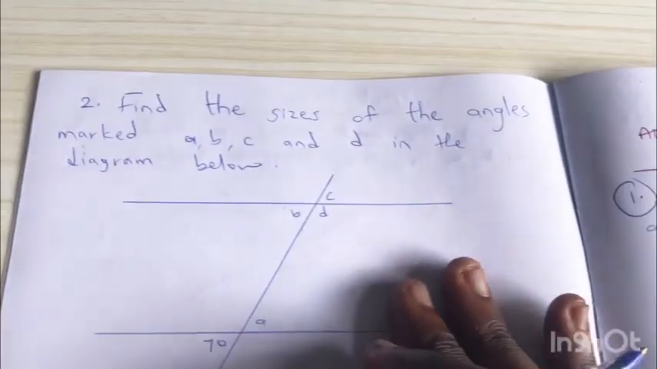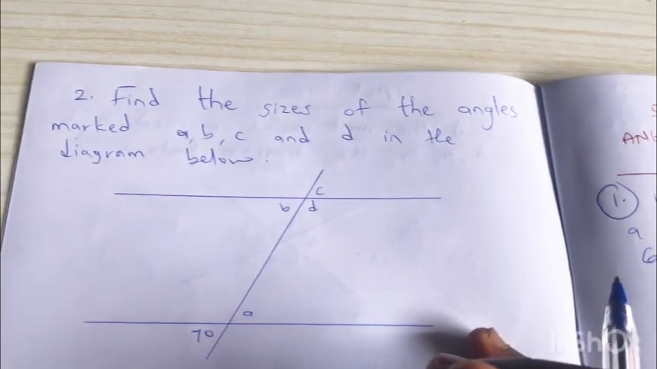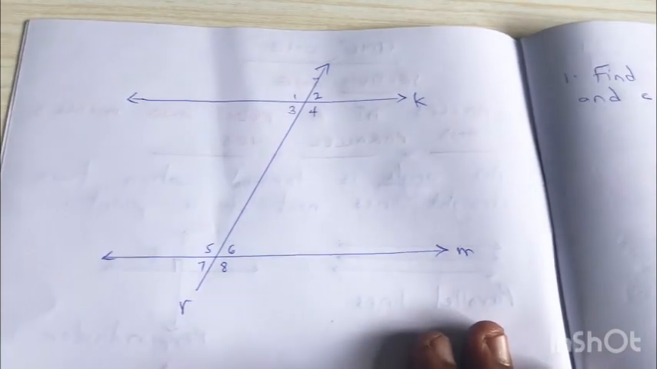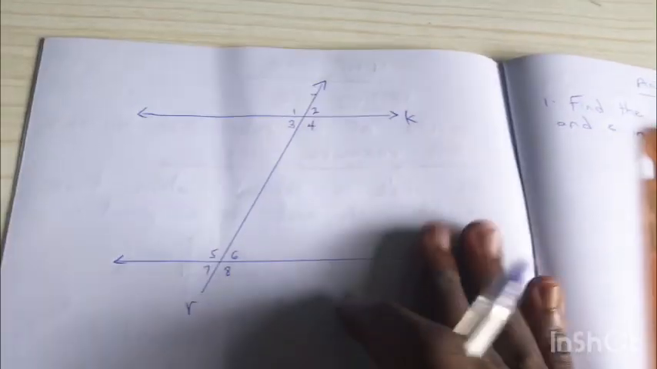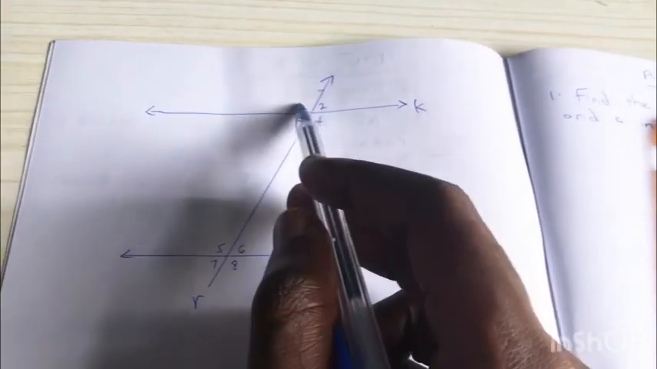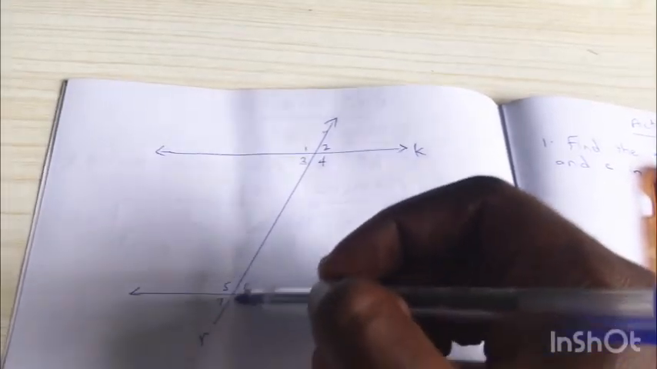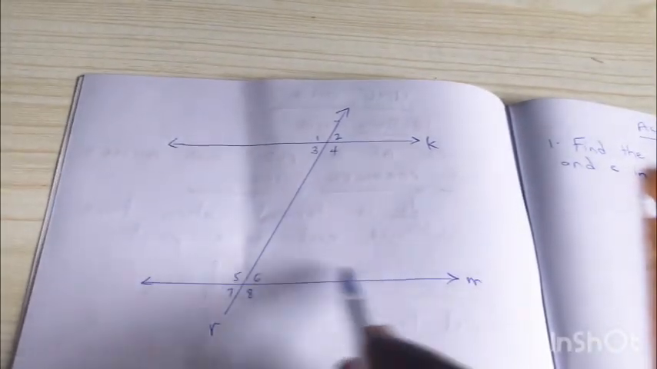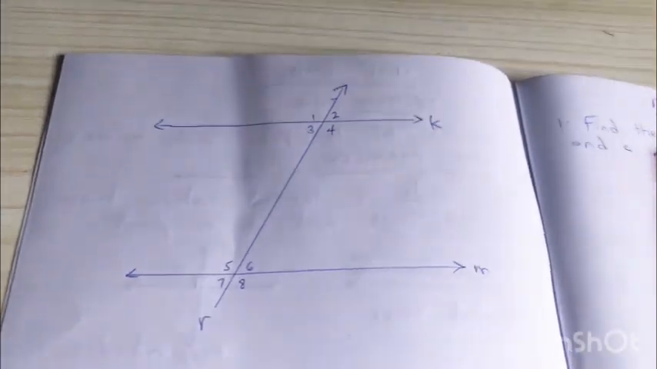Let's move on. We have another question here. Find the sizes of the angles marked. Let's take this one. Let's exploit these properties. This is also a special type of angles we have. So these are angles 1, 2, 3, 4, 5, 6, 7, 8. We have two parallel lines, and this line is called a transversal. So the line K, the line M, and the transversal, which is the line R.